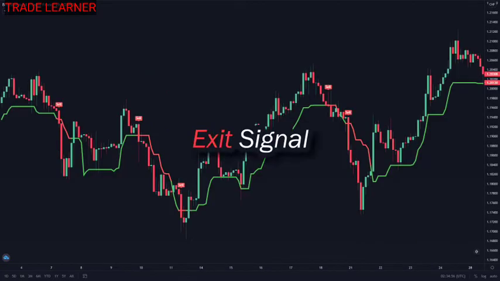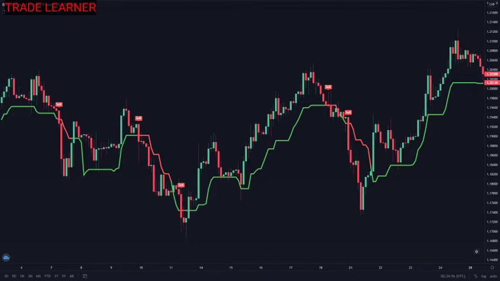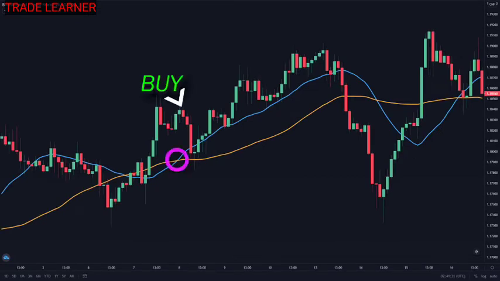And for your exit signal, you can use an exit indicator like the ATR trailing stop loss to exit your trades. This will give a much better exit compared to if you waited for the moving average to cross over again. For example, let's say you took a buy position here. If you waited for the lines to cross over again, you would have exited your trade here and wasted so many pips.